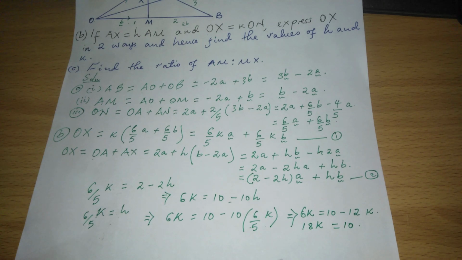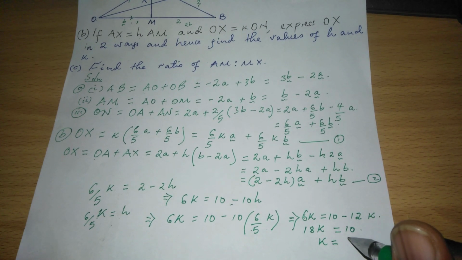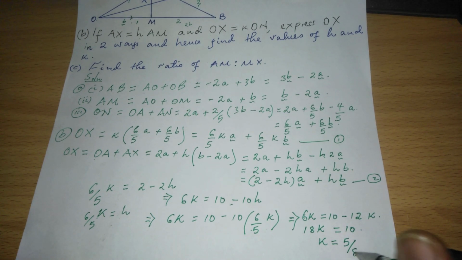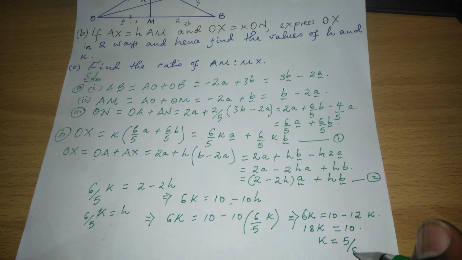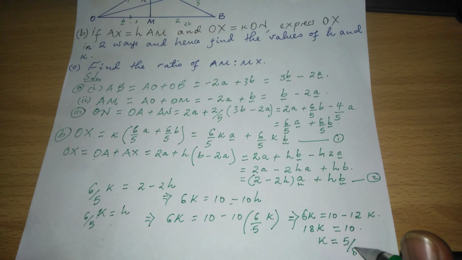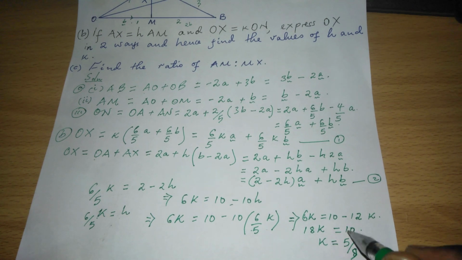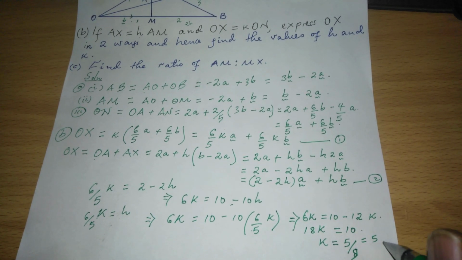If 18K equals 10, it means K equals 10 out of 18, which will be 5 out of 8. Sorry, when we simplify 10 over 18, then we're going to get by 2, 5 and by 2, 9, not 8, sorry. So K equals 5 out of 9. Let me write it well.